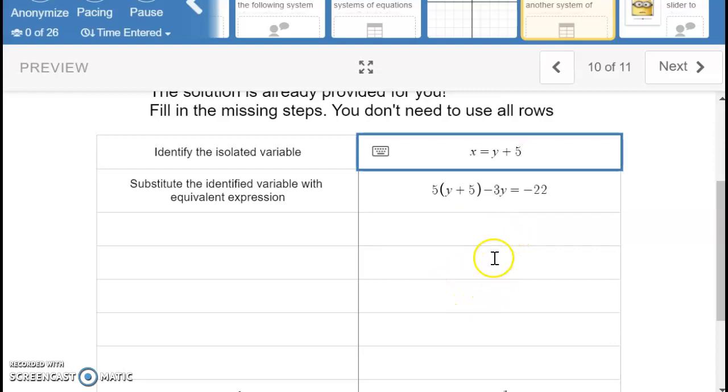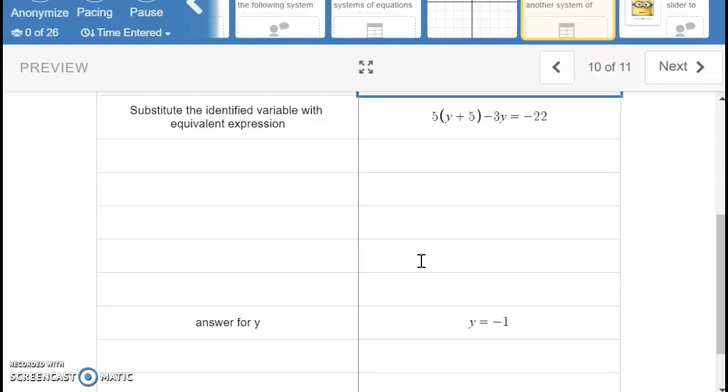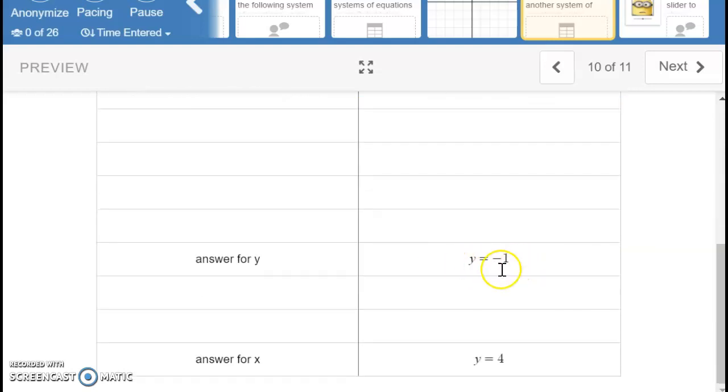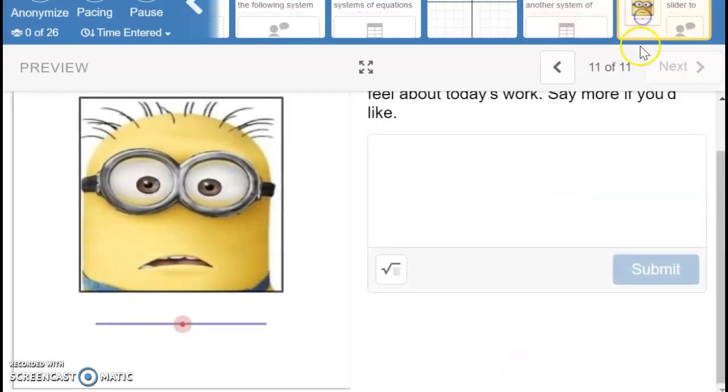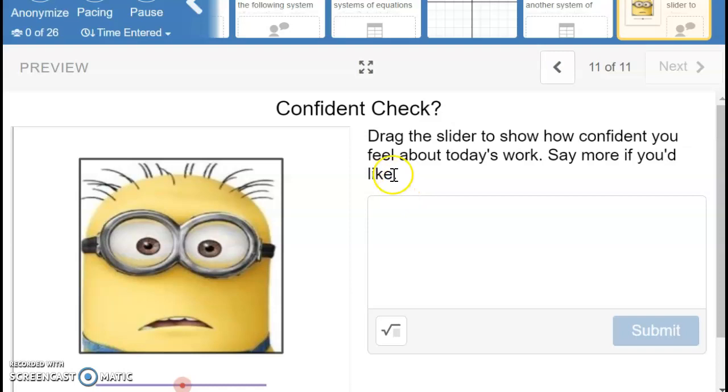Okay, I am running out of time, so I am going to let you finish. Okay, hopefully you are going to get y is equal to negative 1 and x is equal to 4 as your final solution. And the last card is asking you to drag the slider to show how confident you feel about today's work. Say more if you like.